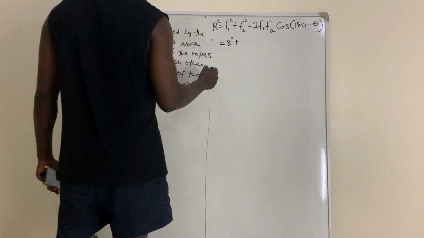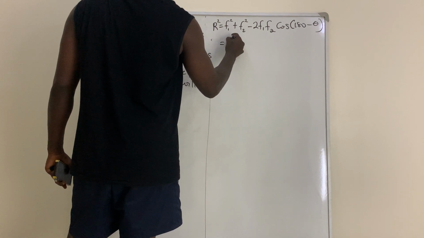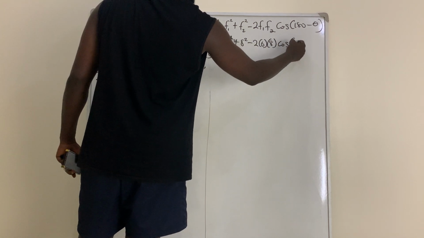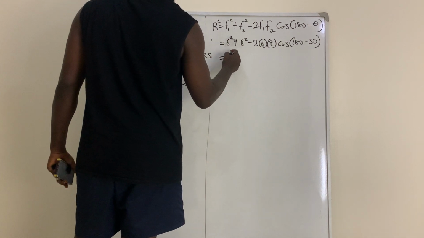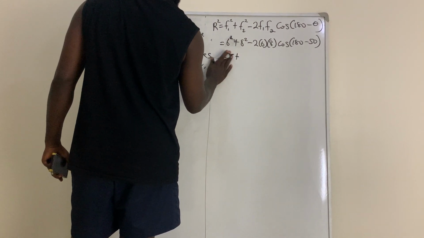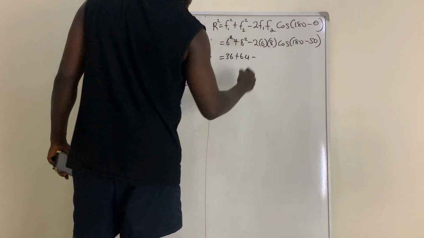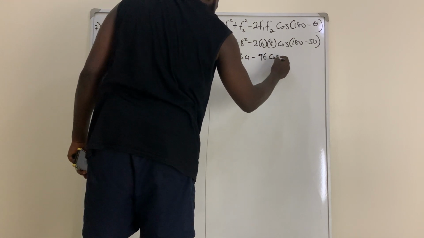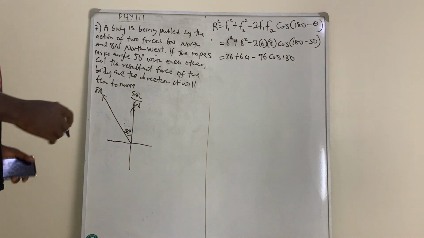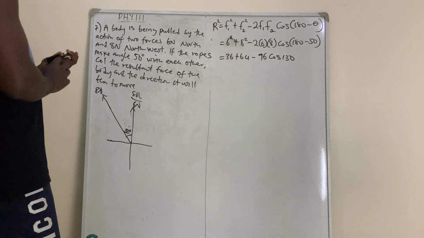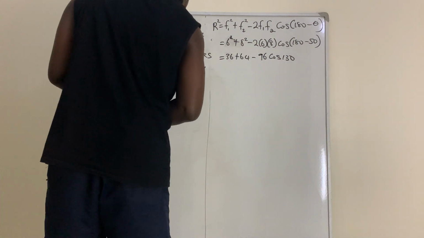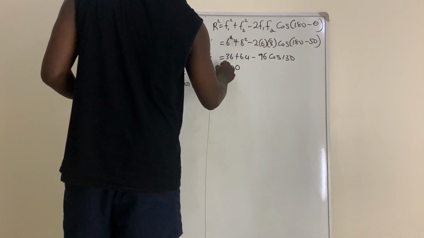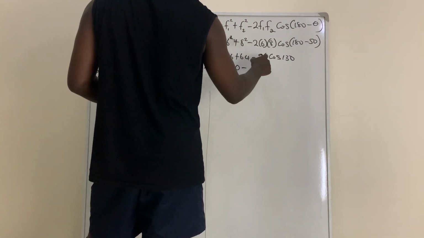If you put it here, you're going to have the first one as 6 Newton plus 8 Newton minus 2 times 6 times 8, then cos of 180 minus 50. So I am left with 64 plus 36, minus 2 times 6 times 8, which is 96, cos 130. You can do that with your calculator. I don't have my calculator, so you can just solve the two. 36 plus 64 gives 100. So 100 minus, just do this side.